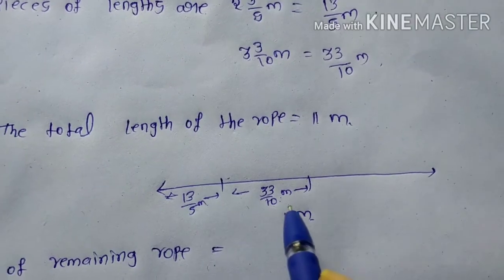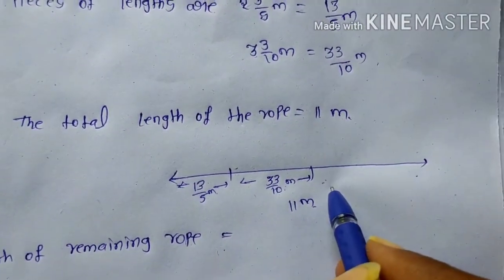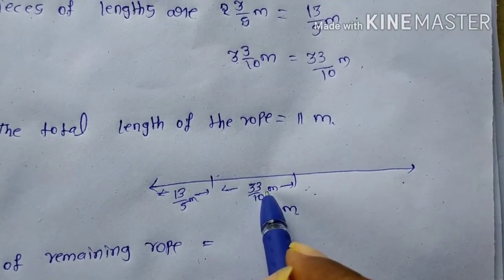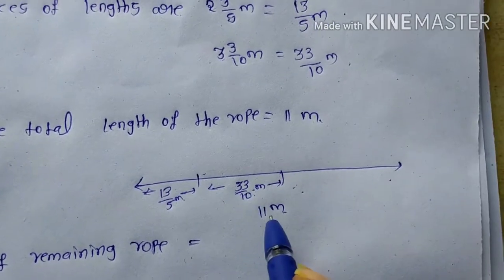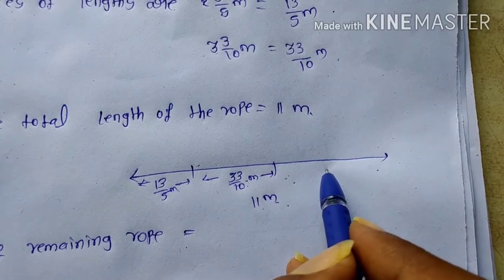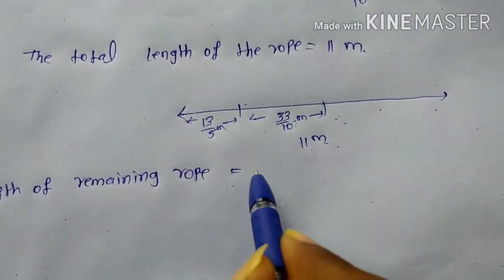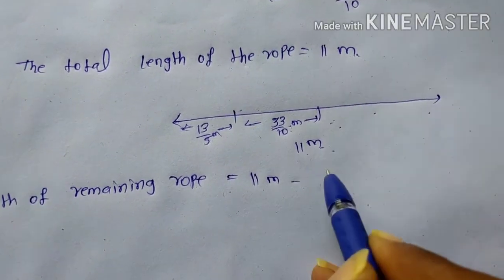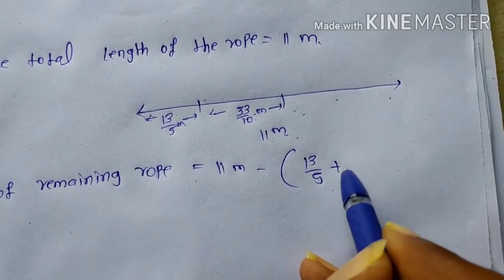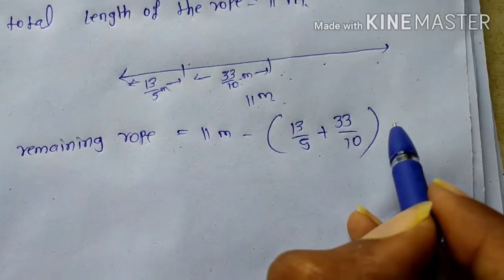Here 13 by 5 meters. See, we need to find the remaining rope length. How can you find it? Just guess. First you can add these two pieces' lengths. Then you can subtract from 11 meters, that means the total length of the rope. You will get the remaining piece length or not? Yes. So I am writing here, the length of the remaining rope is equal to 11 meters minus, just you can add it, 13 by 5 plus 33 by 10 meters.